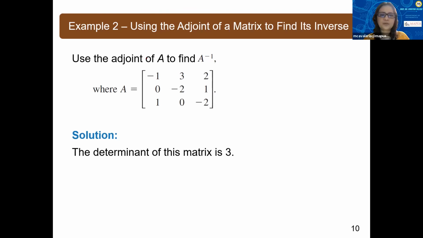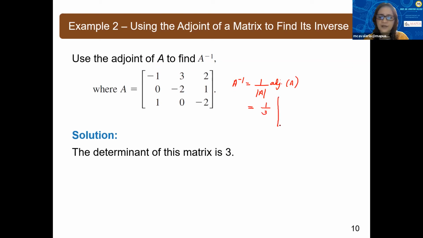So for example, use the adjoint of A to find the inverse of A. We were done solving for the adjoint of A in the previous example. And in order to find the inverse of A, we will have 1 over the determinant of A times the adjoint of A. Now, the determinant of this matrix is equivalent to 3, and you can check that one out using the cofactor expansion method. So we will have here 1/3.